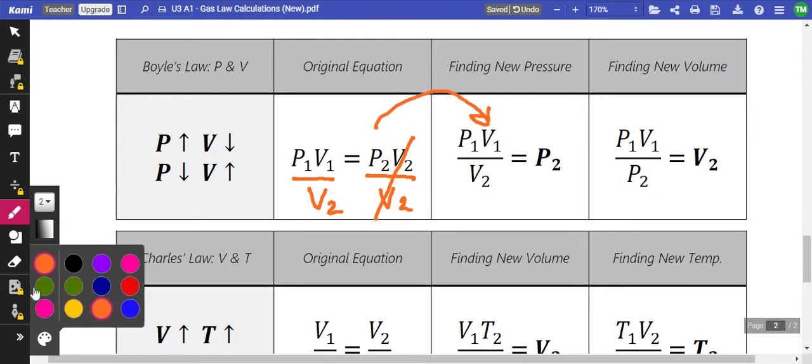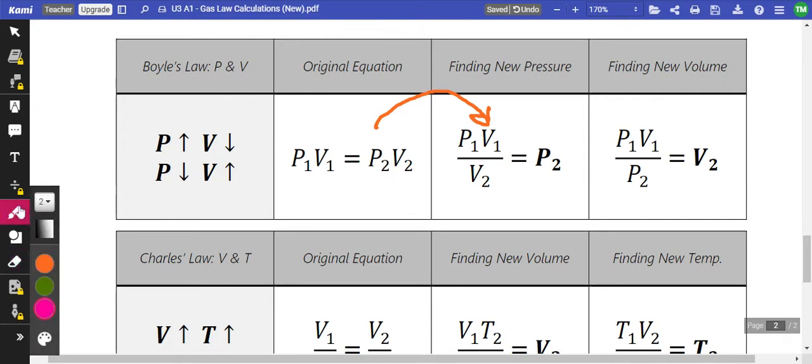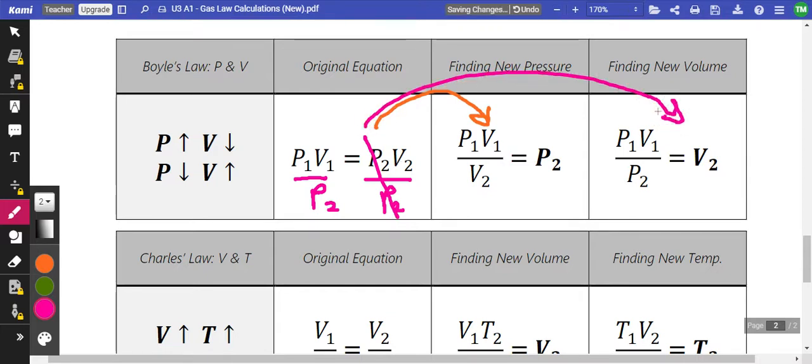If I were to instead divide by the P2 on both sides, those would cancel out, and I'd be left with V2, and that's how I get this equation over here. So in this case, I've just saved the step of doing the algebra to get P2 or V2 alone. We can jump straight to it and say, I'm going to use this equation to either solve for the new pressure or to solve for the new volume that I've got here.